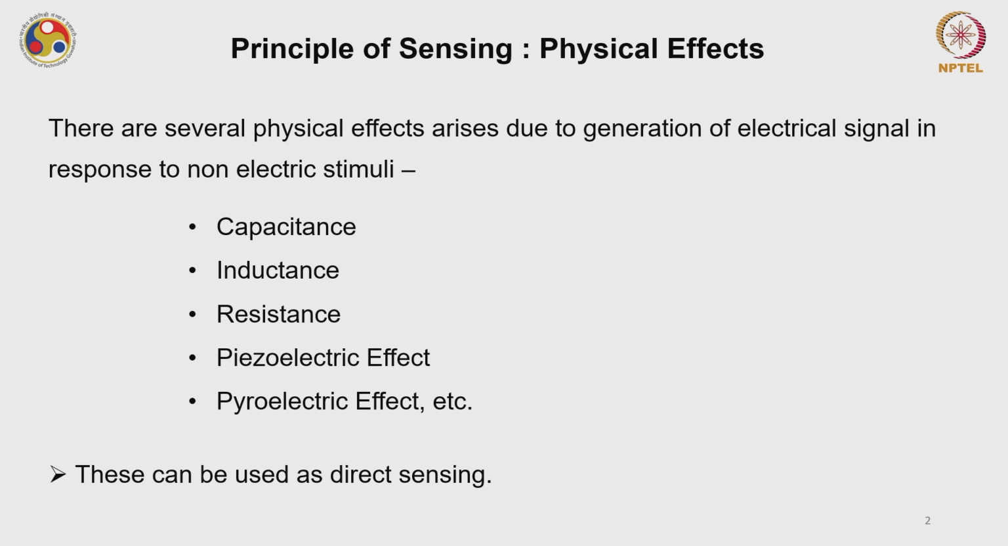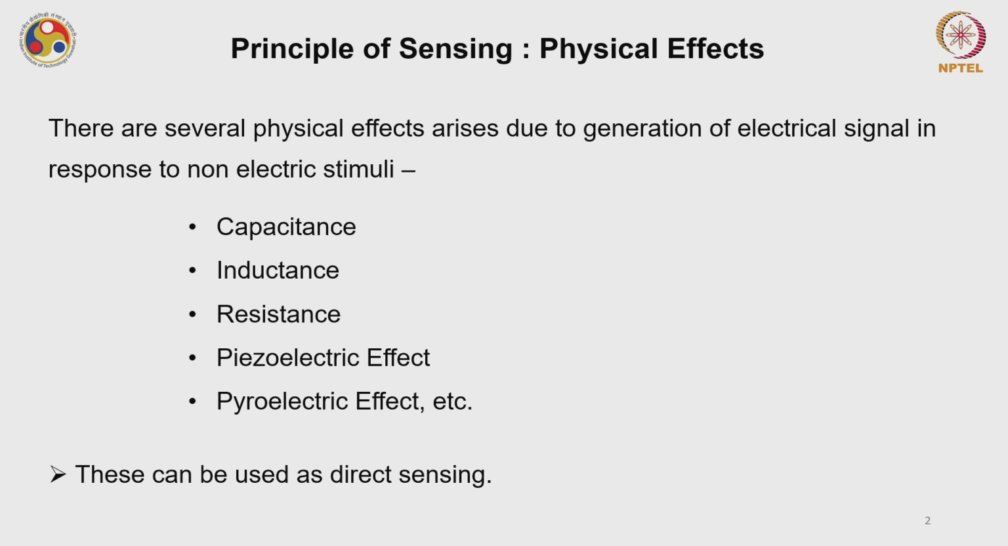But in this course we will also be using other physical effects, like the piezoresistive effect, for example, or some optical effect, like infrared transducers, and some temperature transducers also. We will discuss that whenever it is needed. But in this physical effect module we will be focusing on these 5 physical effects. These can be used in direct sensing.